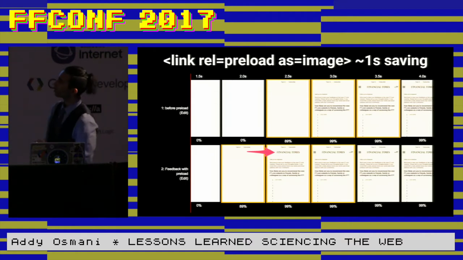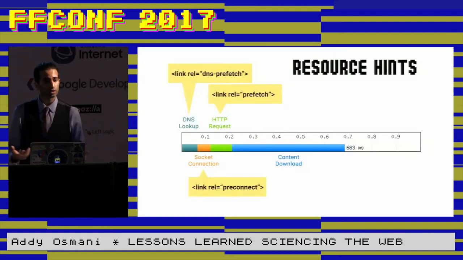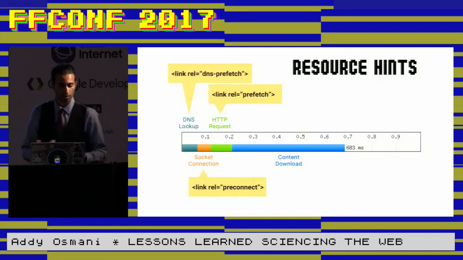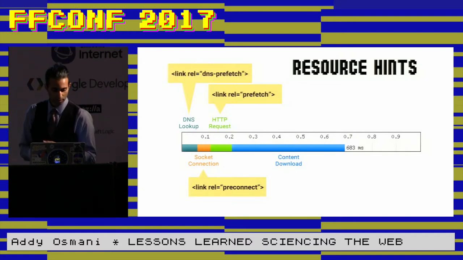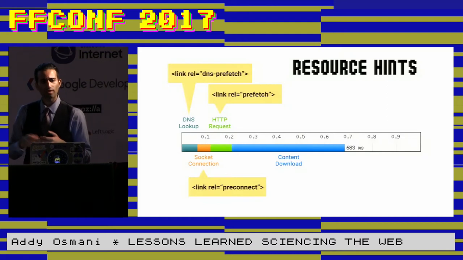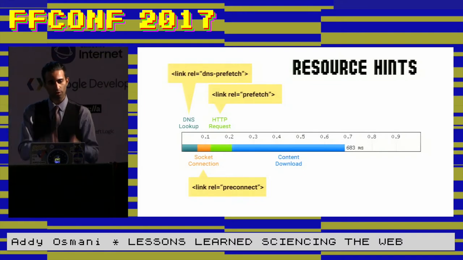Now, in addition to link rel preload, there are a number of other resource hints that you can use to tell the browser that things are important on your page. DNS prefetch will pre-resolve your DNS hostnames for assets. Preconnect will begin a connection handshake in the background. And prefetch is useful for letting the browser know that there are some things that will be useful later on in the user journey. So preload is useful for the current page.